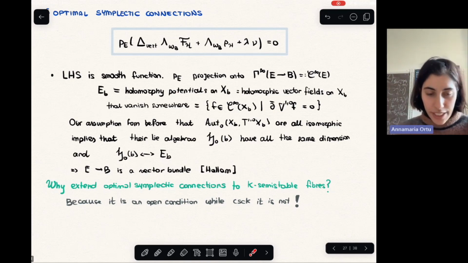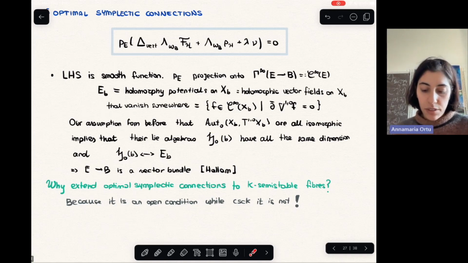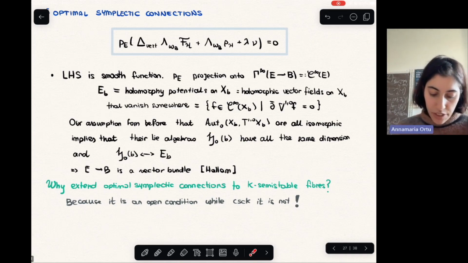And to make sure that this is actually a vector bundle, we need the assumption that we made before, that the automorphism groups of the fibers are all isomorphic. This implies that this is actually a vector bundle, and this is a result of Hallam. And yes, this assumption is also necessary to write the optimal symplectic connection equation.